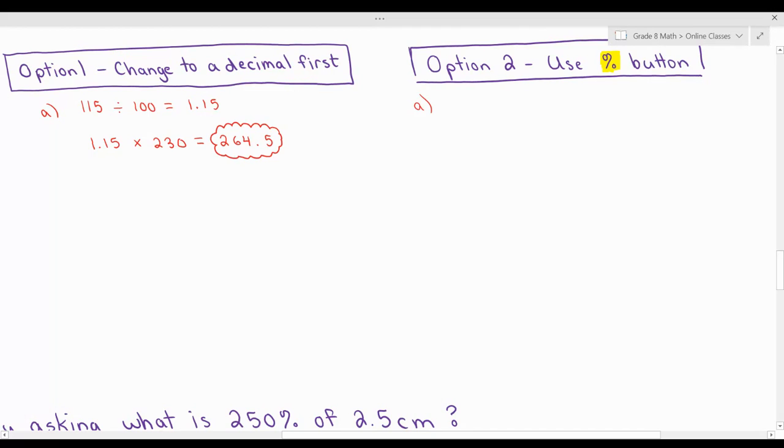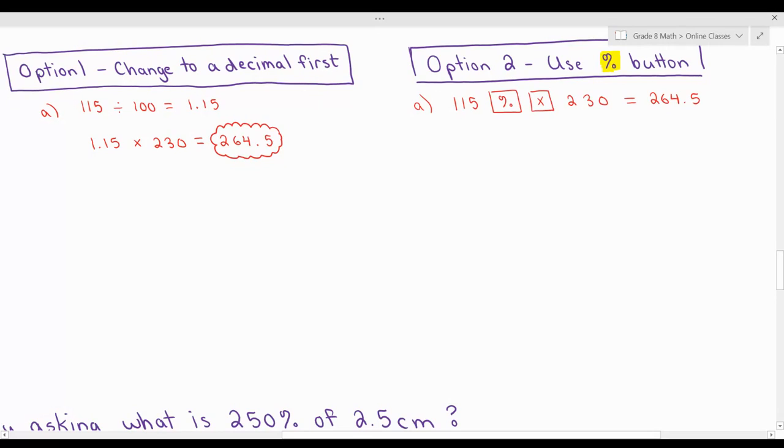So if I can find that, what you're allowed to do is you can just go 115, and then I could hit my percent button. Then I would go times, so I'm showing you the buttons I'd push on my calculator. So I would times it by the 230, and you'll notice you should still get the exact same answer.